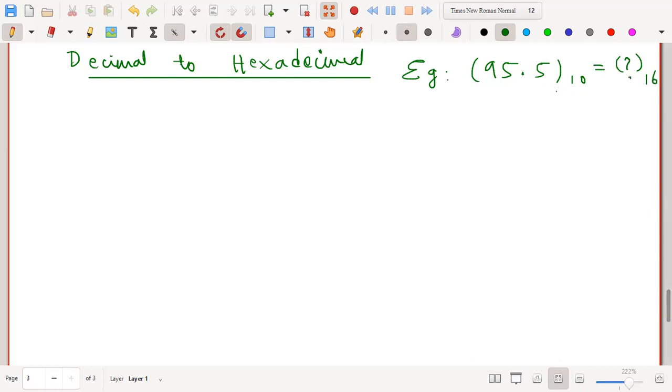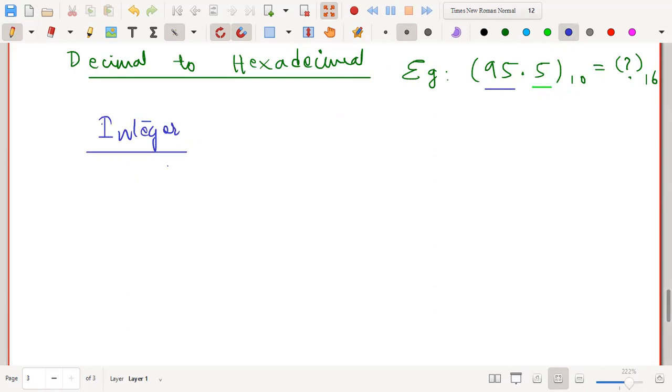What is this hexadecimal? Now I will do this separately for the integer part. Here you see I am using a different color: this blue color is for the integer part, and this other color is for the fractional part. So let me go to the integer part first. For the integer part, it is quite simple.